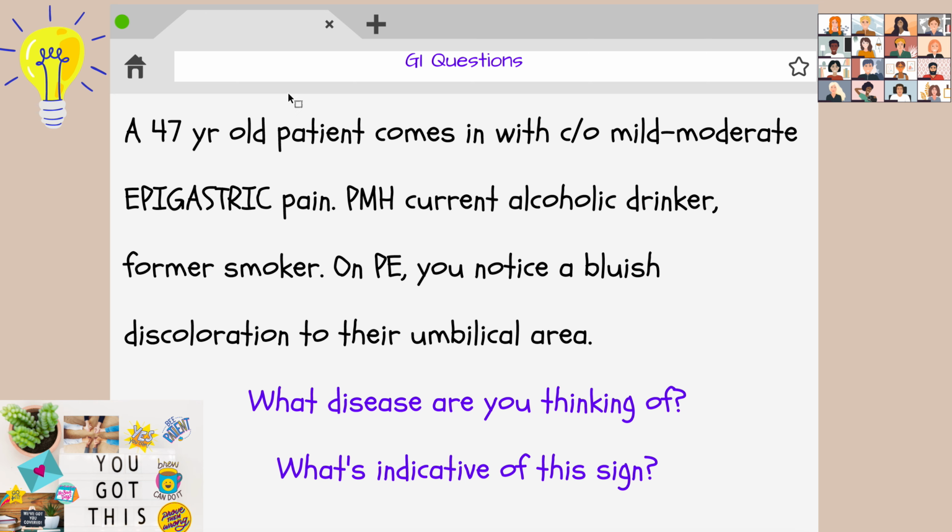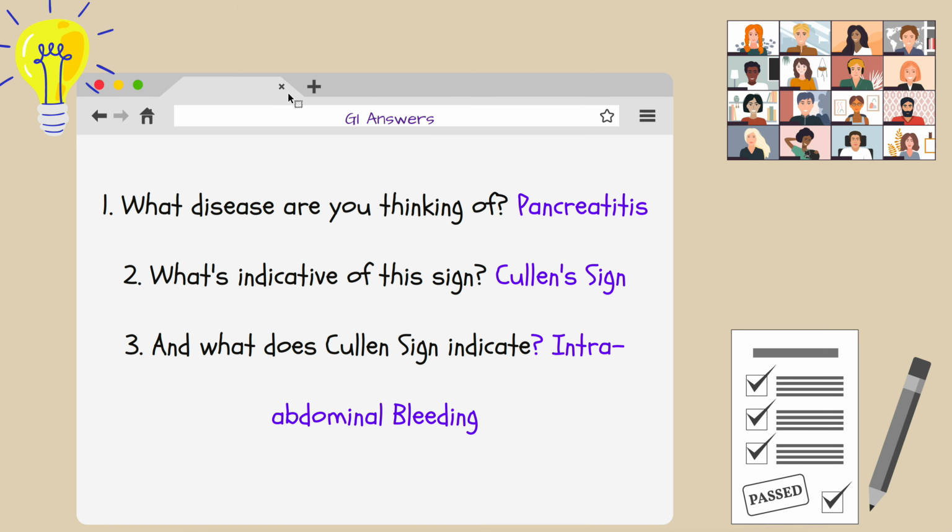So what disease are you thinking of? What's indicative of this sign? I'm thinking of pancreatitis. What's indicative of this sign? Well, it's indicative of hemorrhage. So what disease are you thinking of? Again, pancreatitis. What's indicative of the sign? This sign is called Cullen's sign. And then what does it represent? Intra-abdominal bleeding. So again, by being able to piece that information together, you could have gotten that question right.